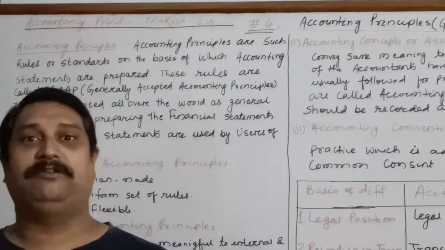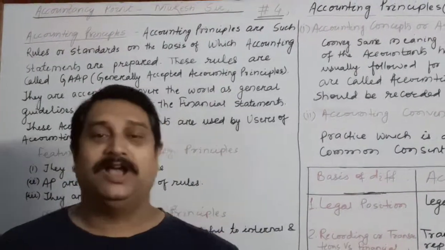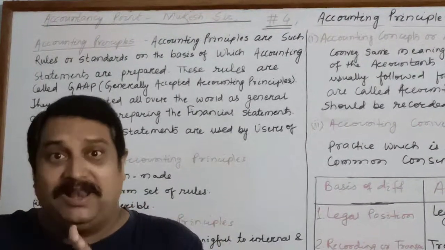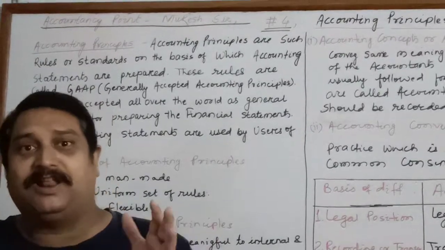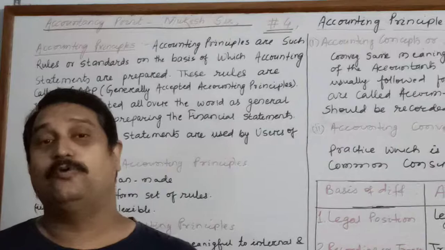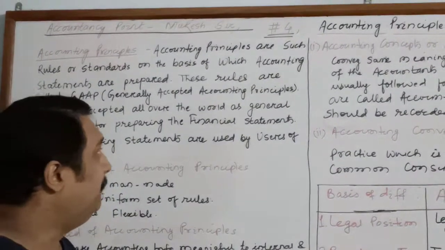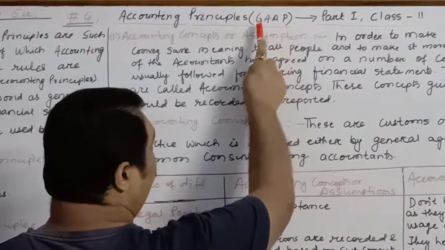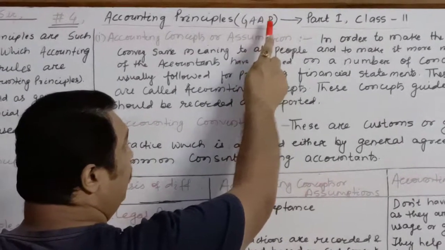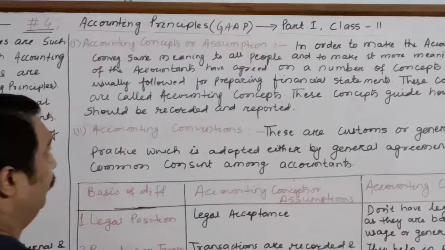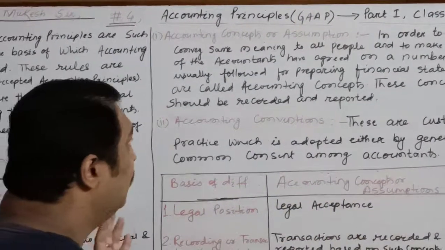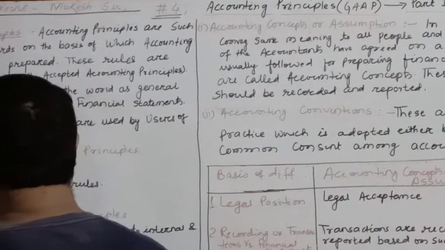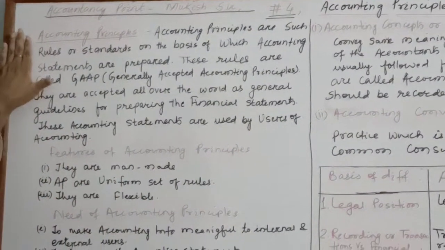So based on this uniformity, children, today we are going to discuss the accounting principles. These similar principles, these similar concepts are considered as accounting principles. So today the topic of our video number 4 is accounting principles called GAAP, generally accepted accounting principles. This is part 1 because it's very long, there are many concepts which we have to study. So we will be discussing in various phases.